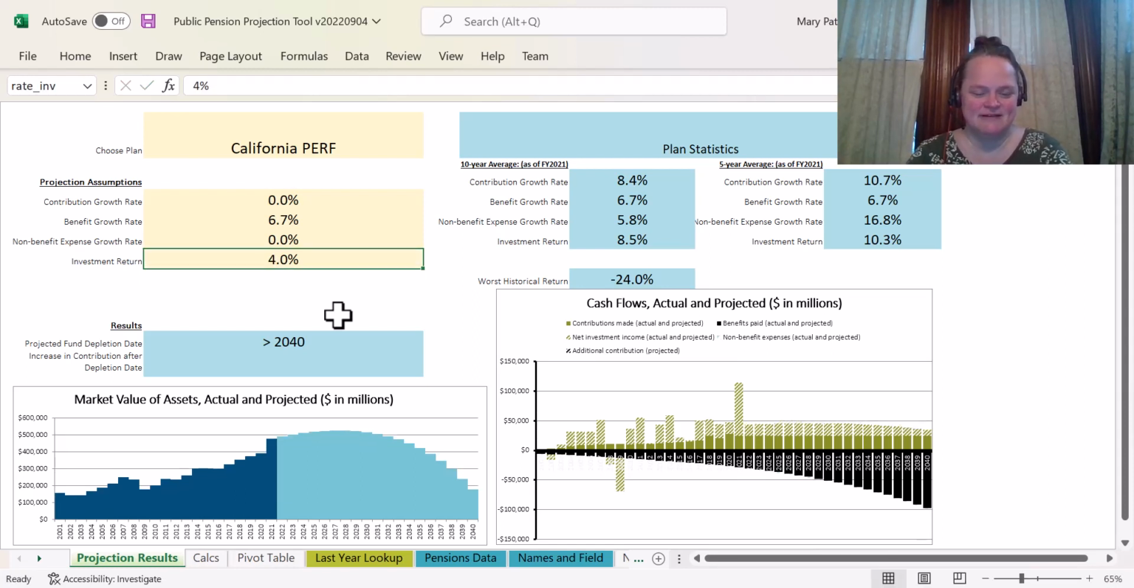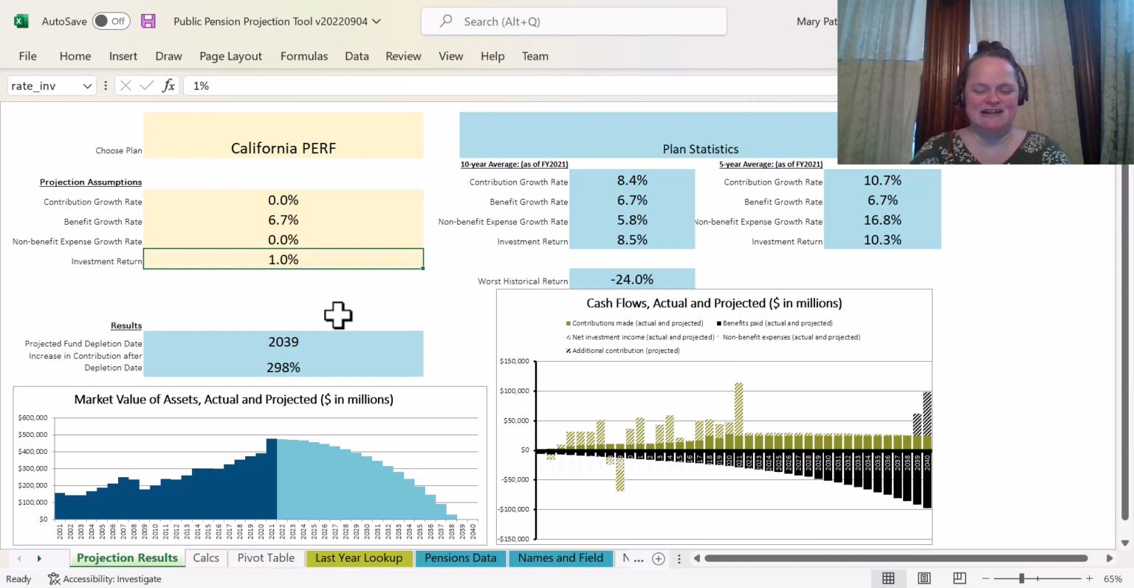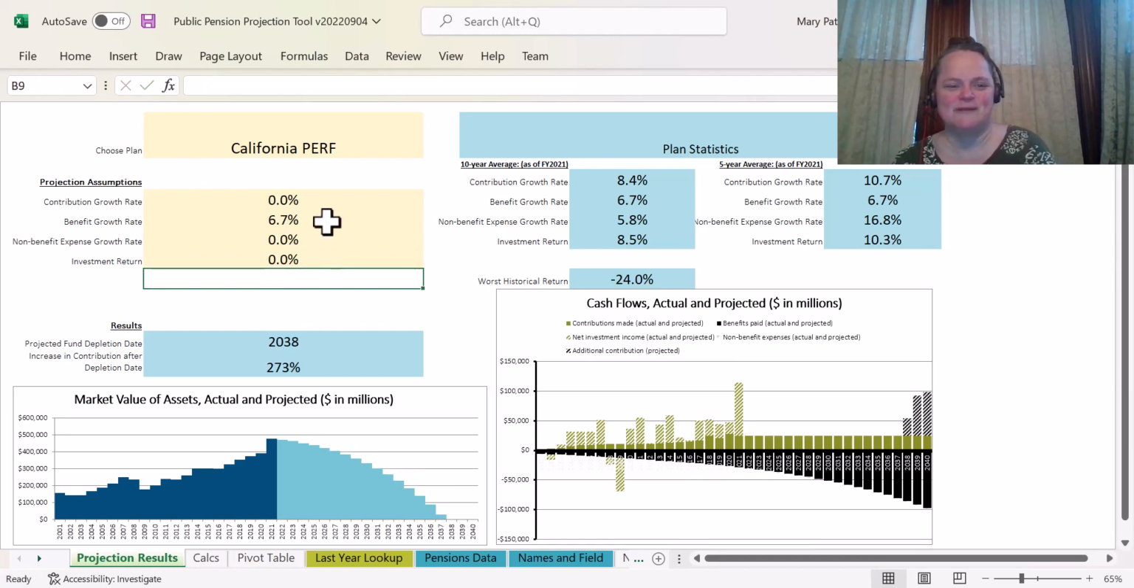4%, 3%, 2%. And now you can see it's running out at 2040. And I'm only running this out to 2040. If I do 1%, then it's 2039, and then we've already seen 0%.